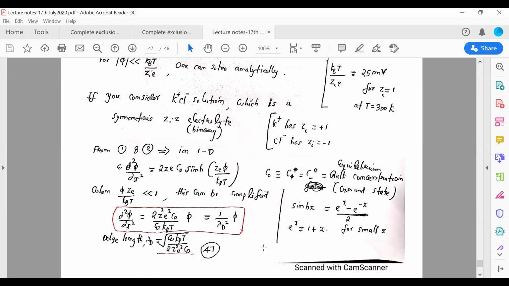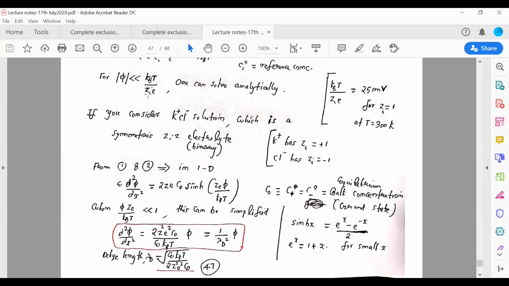Yes. Okay. Is there a limitation on the temperature in which this process is valid? See, this one I said there is a condition: this phi has to be much smaller than kBT by Ze. If you see at room temperature, this quantity is 25 millivolt. So this is the condition, the phi has to be much smaller than 25 millivolt. Okay, so that is a condition. You got it? Yes, sir.